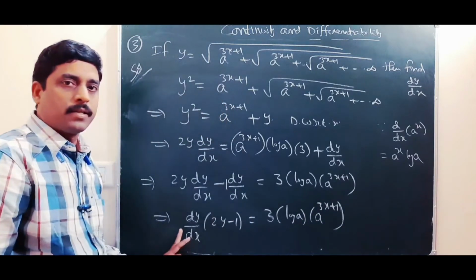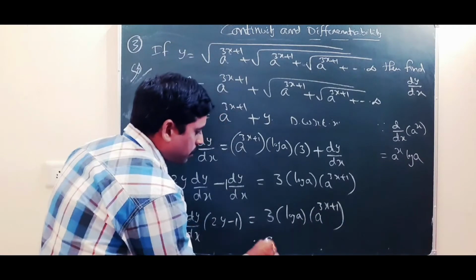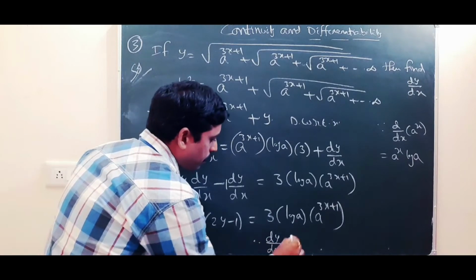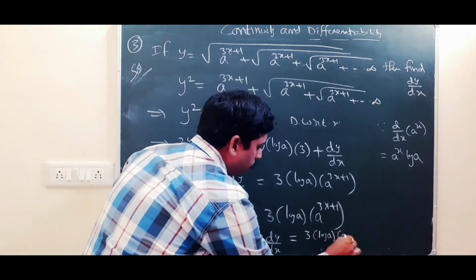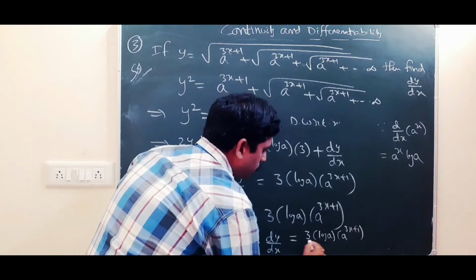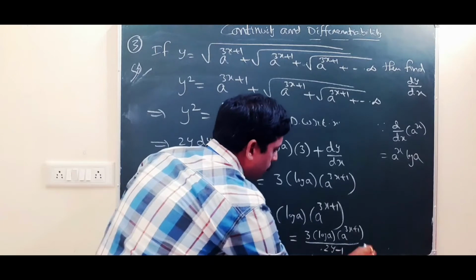Our target is dy/dx. Therefore, dy/dx is 3 log a times a^(3x+1), this whole divided by 2y minus 1. This is the answer.